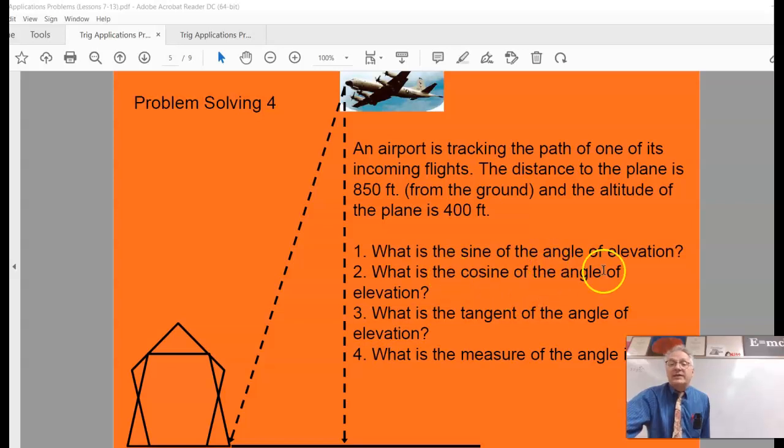What is the sine of the angle of elevation? Okay. Now, what is the cosine of the angle of elevation? What is the tangent of the angle of elevation? And finally, what is the measure of the angle of elevation?